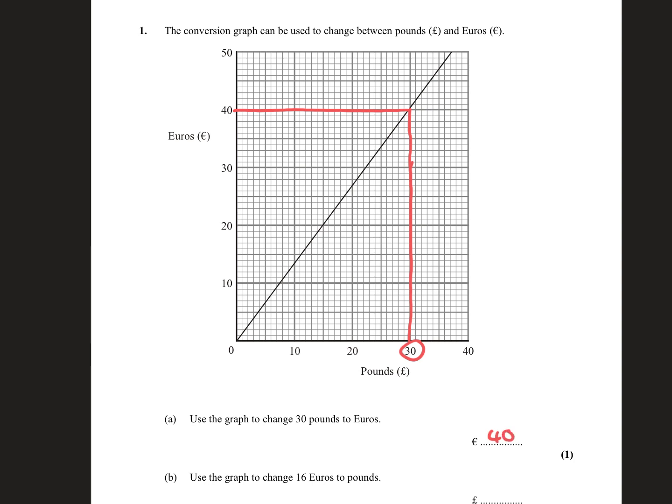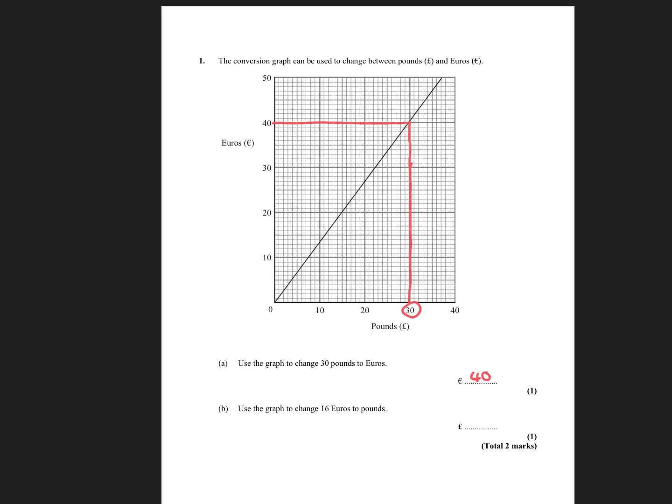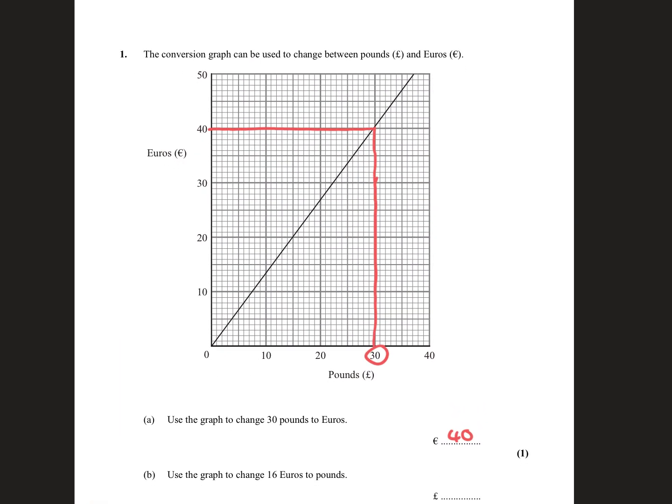So the next question then says, use the graph to change 16 euros to pounds. This time we're starting on the euros side, so we're converting 16 euros into pounds. So we need to find out where 16 is. Each little box is worth 1 because there's 10 little sections between 0 and the number 10. So that means each box is worth €1. So to find 16, that will be 15, and 1 above 15 there's your 16.